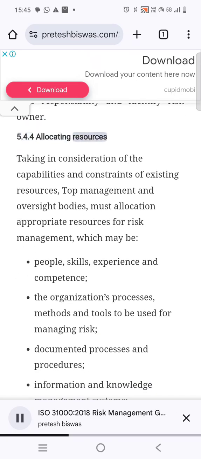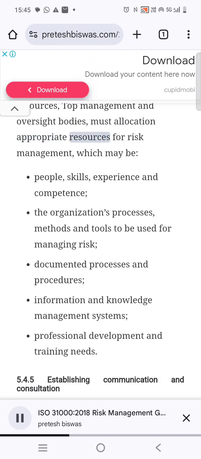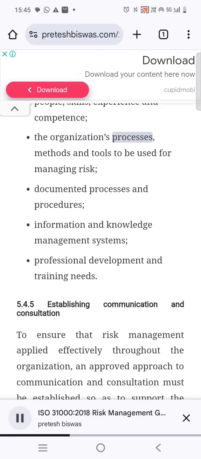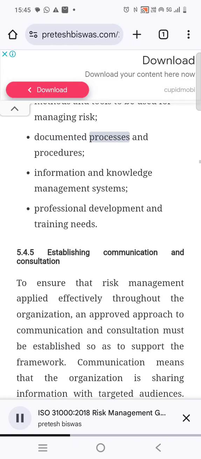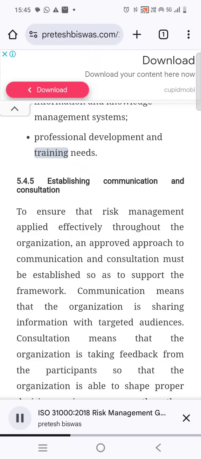5.4.4 Allocating resources. Taking into consideration the capabilities and constraints of existing resources, top management and oversight bodies must allocate appropriate resources for risk management, which may be people, skills, experience and competence. The organization's processes, methods and tools to be used for managing risk. Documented processes and procedures. Information and knowledge management systems. Professional development and training needs.